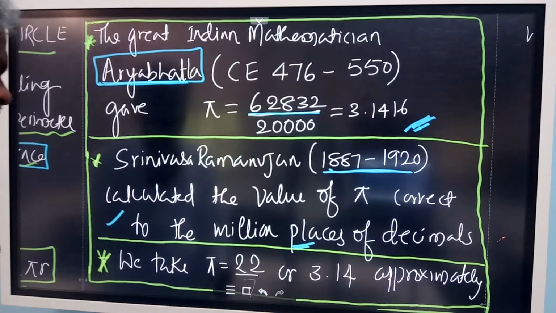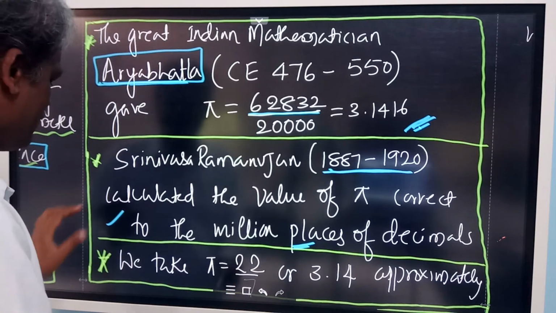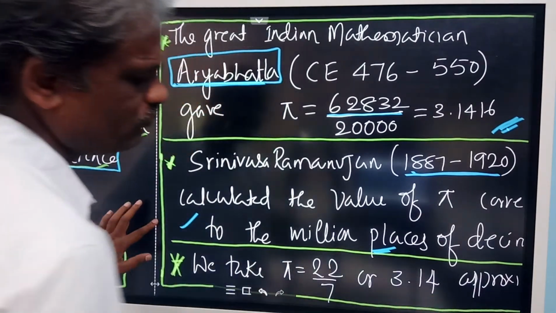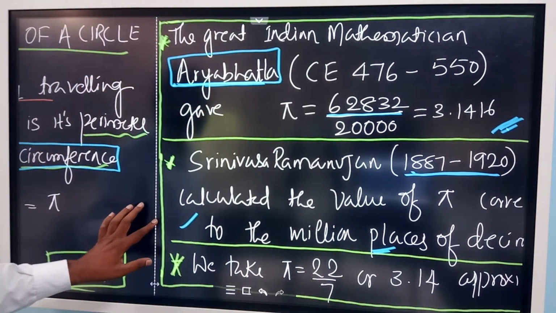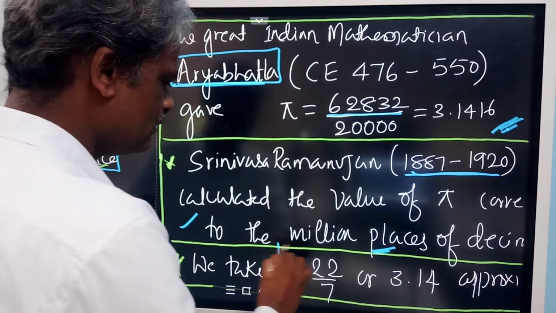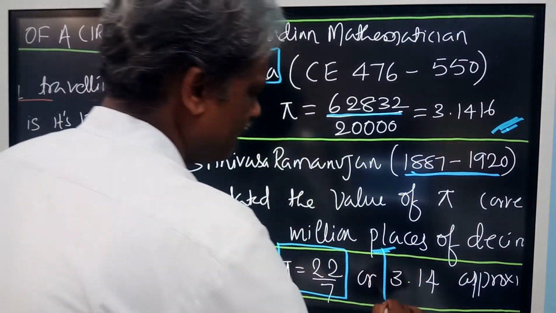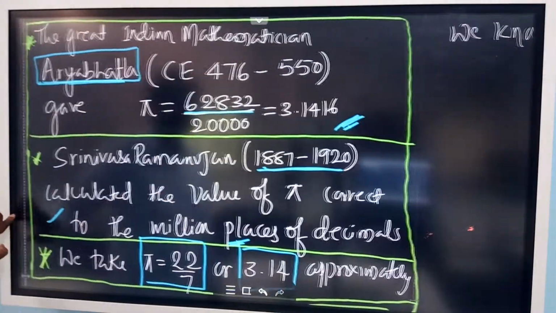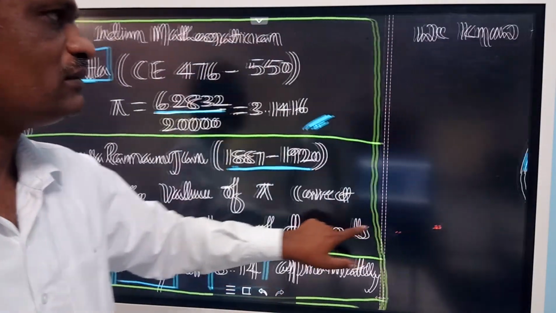And now, for calculation purposes, we take the value of pi as approximately equal to 22 by 7 or 3.14. Approximately, we take the pi value either as 22 by 7 or 3.14. So we consider these values for calculation purposes.